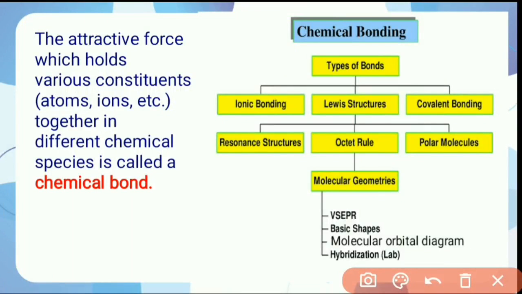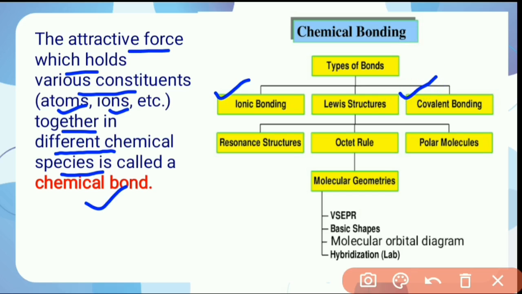What is a chemical bond? The attractive force which holds various constituent atoms, ions, etc. together in different chemical species is called a chemical bond. In this unit we will study the types of bonding. Ionic bond is formed by the complete transfer of electrons from one atom to another atom. Covalent bond is formed by the mutual sharing of electrons between two atoms.